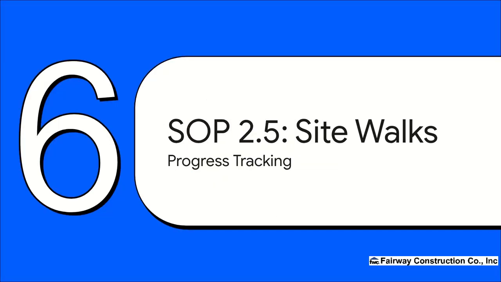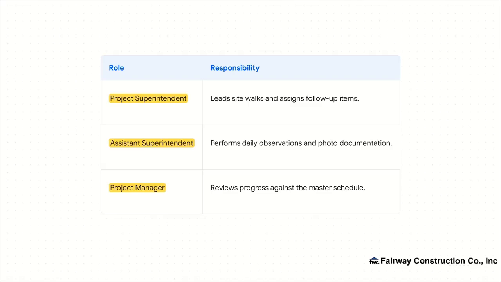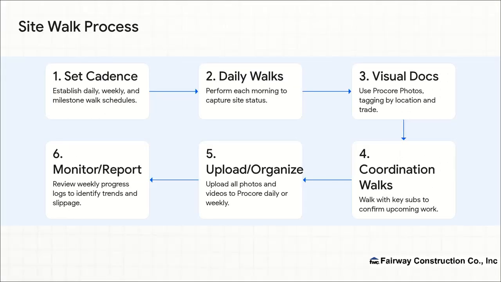Finally, let's cover how we verify everything in the field with our last procedure, SOP 2.5, site walks and progress tracking. This is how we connect the plan to the physical reality of the job site. This is how we ground truth our progress. For site walks, the superintendent leads the charge, walking the site and assigning any necessary follow-up items. The assistant superintendent is our primary documentarian, responsible for the daily photos and observations that create that crucial visual record of our progress.